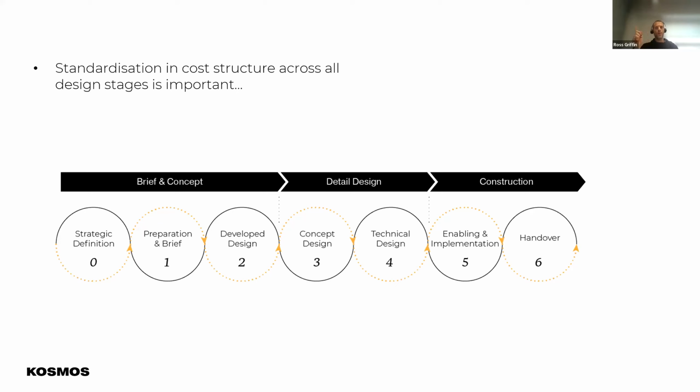We don't swap and change depending on whether it's a rough order of magnitude, or a cost plan, or a bill of quantities we're producing. That same standard is right through, so we can follow the evolution of the cost plan, of the costs, depending on the levels. And we'll talk a little bit more about that in a few minutes.